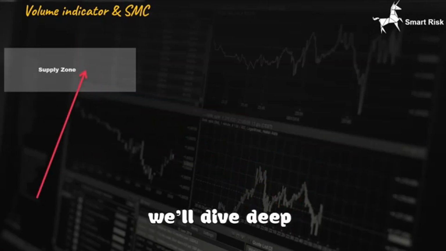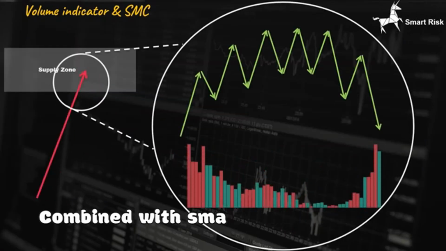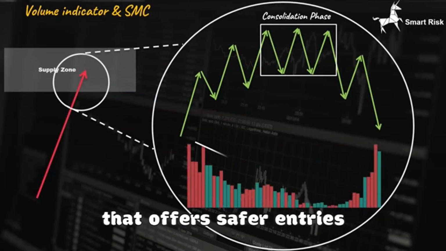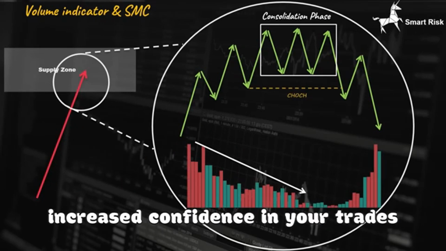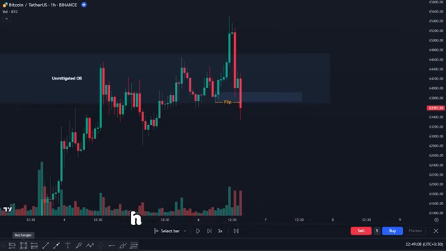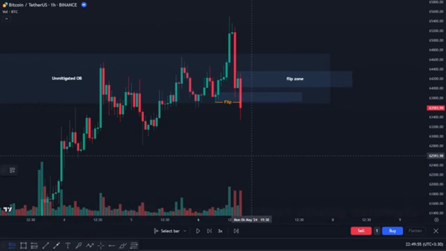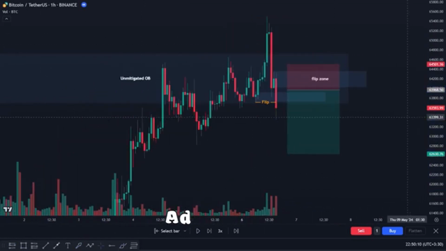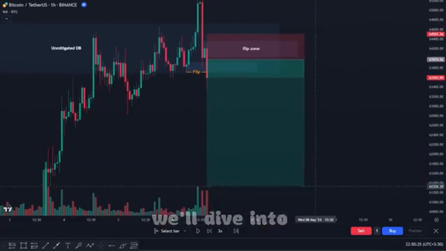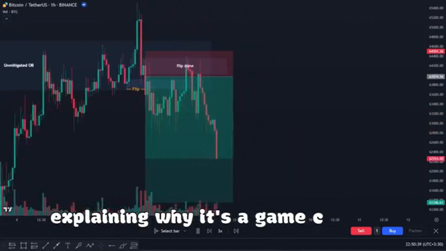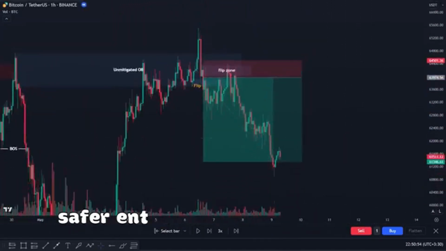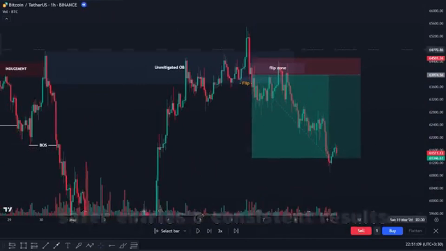We'll dive deep into volume trading strategies, combined with smart money concepts that offer safer entries and increased confidence in your trades. We will exactly show you how to use volume as an extra confirmation alongside smart money concepts to execute winning trades. Additionally, we'll dive into the specifics of this strategy, explaining why it's a game changer for traders seeking safer entries and consistent results.